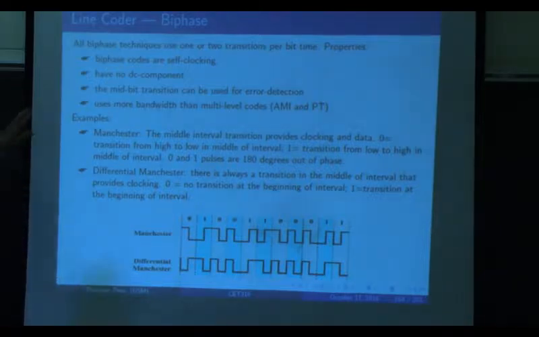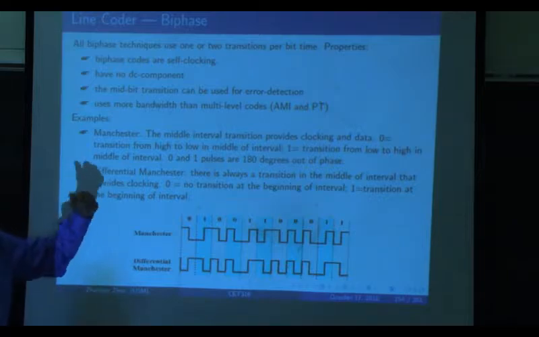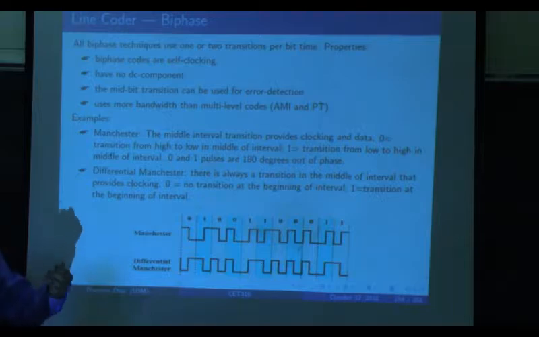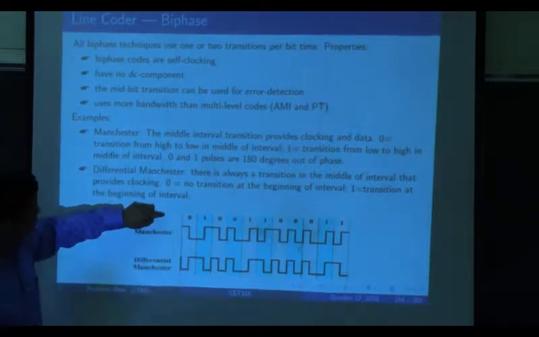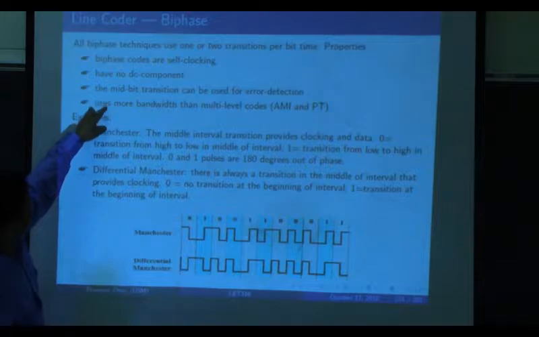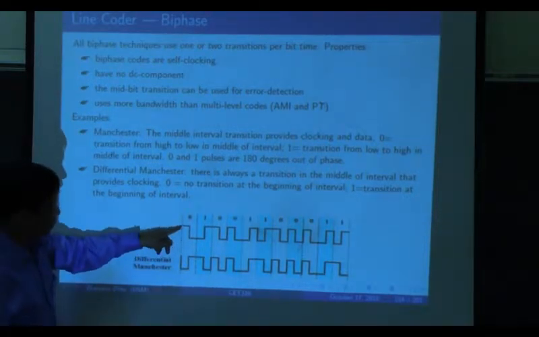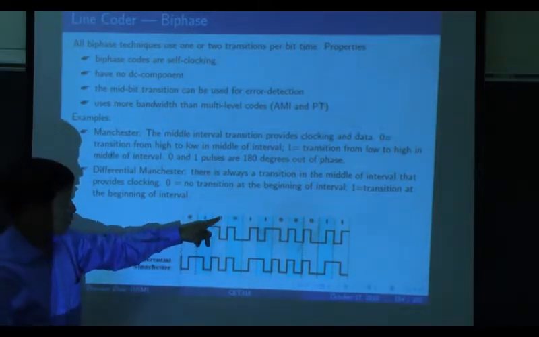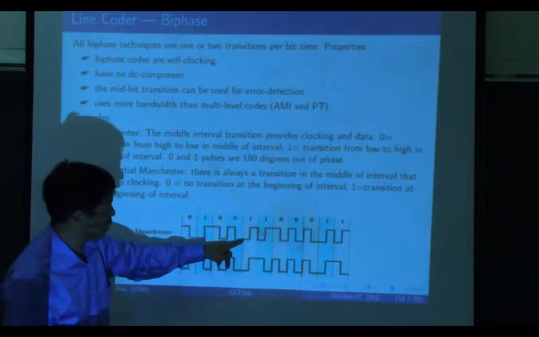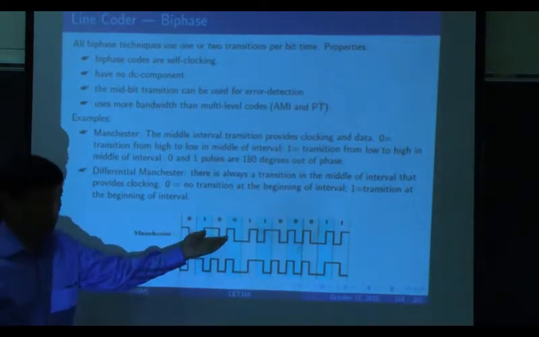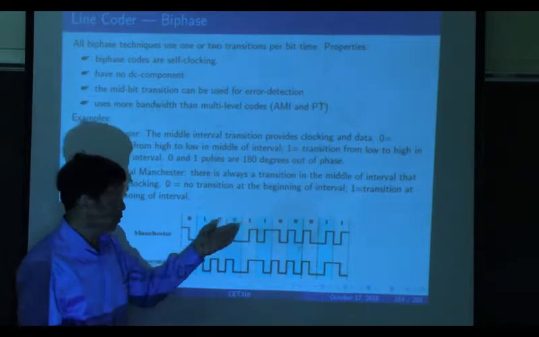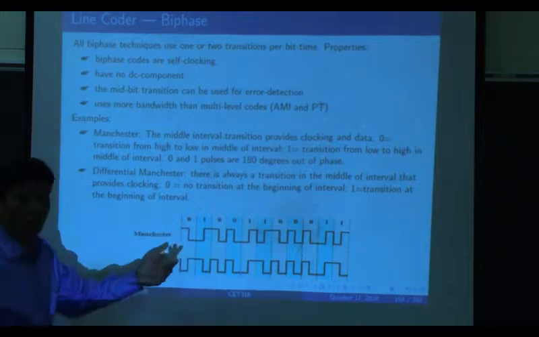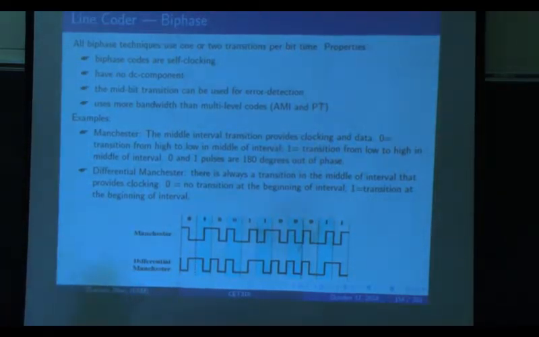So with biphase, no matter it's 1 or 0 or long ones or long zeros, you can automatically extract the clock here. For this one, 0 means high and low. 1 means low and high. So the 0, high, low, 0, high, low, 0. So you can see from this code, no matter you have a lot of zeros or a lot of ones or ones and zeros interchanging, you can find the clock automatically. So this is biphase.